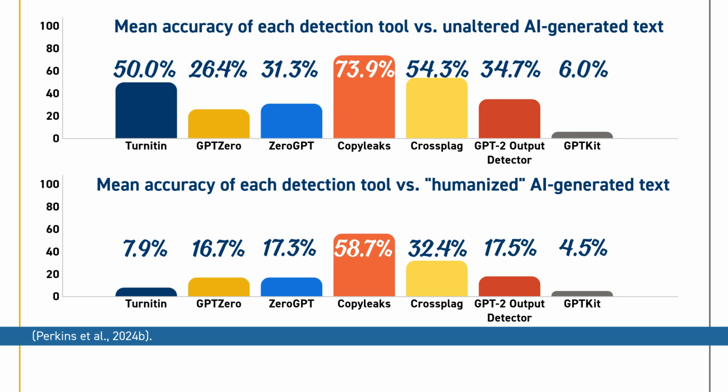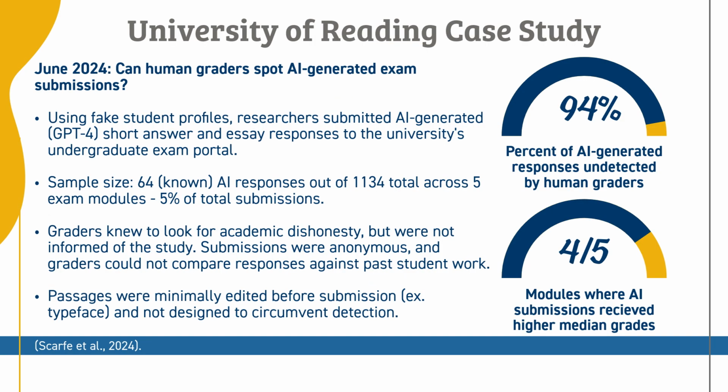And it does not take very much effort for a student to do something like this, even with very little technical know-how. There was also this summer, the University of Reading case study, which was whether or not human graders are able to use their common sense and figure out what exam submissions out of a pool were AI generated. This was a crazy one. They had fake student profiles that they submitted these exams to for the end of the semester. They submitted 64 AI responses out of over 1,000.